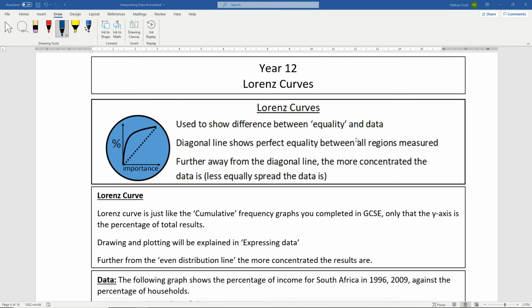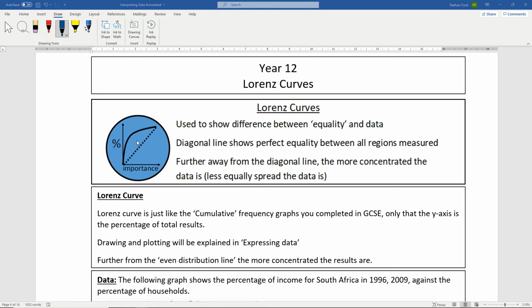So what we're going to do now is look at the last one for our reading of graphs, which is these things called a Lorenz curve. A Lorenz curve is really good for showing a difference between equality and the data you've been given. We'll have this straight line here, a perfectly equal diagonal line, directly proportional, a perfect equality. So if we had a distribution of wealth, that means that 50% of the wealth should be among 50% of the people. Okay, you can see where this is going.